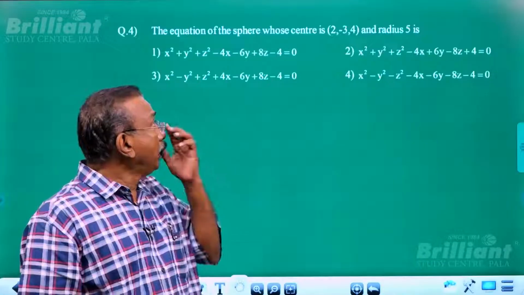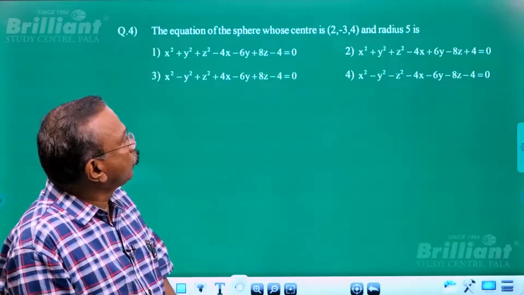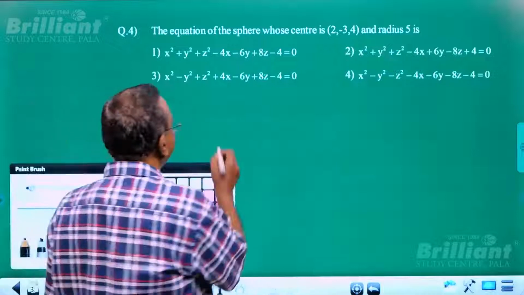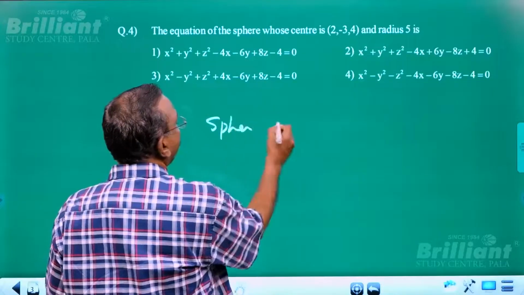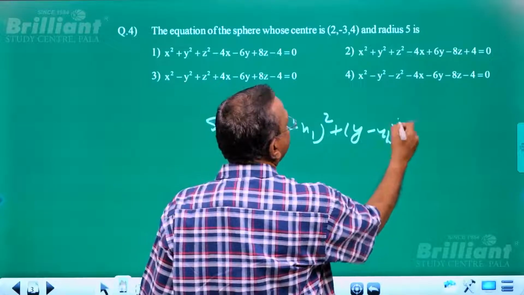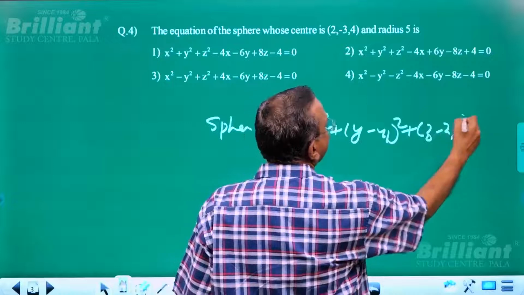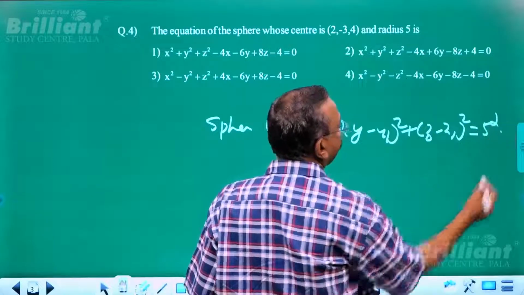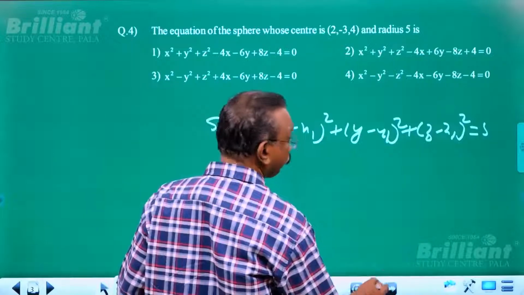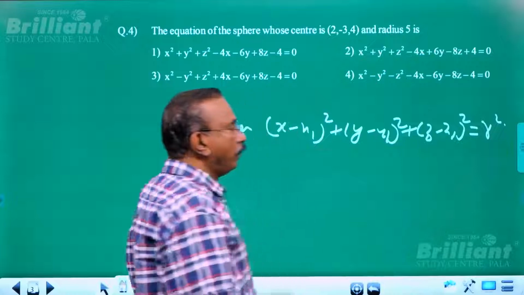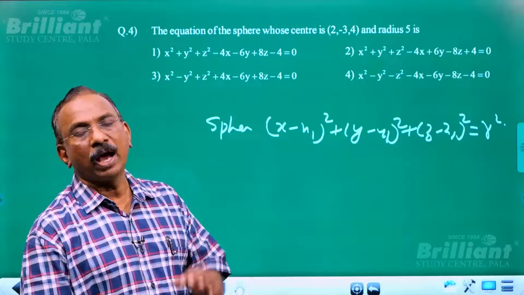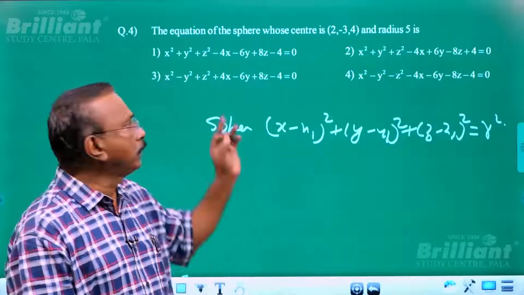Now question number 4. The equation of a sphere whose center is 2, minus 3, 4 and radius is 5. You know, the equation of a sphere is x minus x1 the whole square plus y minus y1 the whole square plus z minus z1 the whole square is equal to 5 square, or simply, if the radius is r, r square. Where r is the radius of the sphere and x1, y1, z1 is the center. So, if you have the center and radius, we can easily write down the equation.